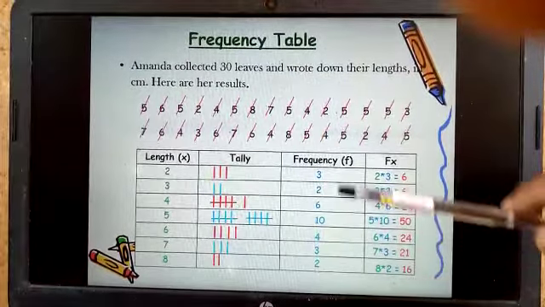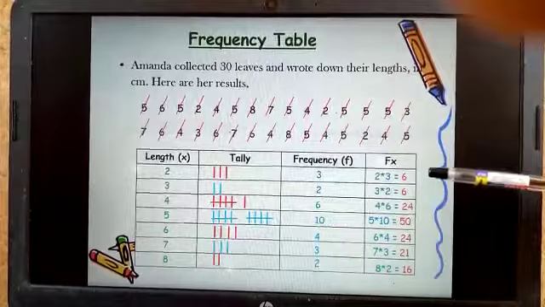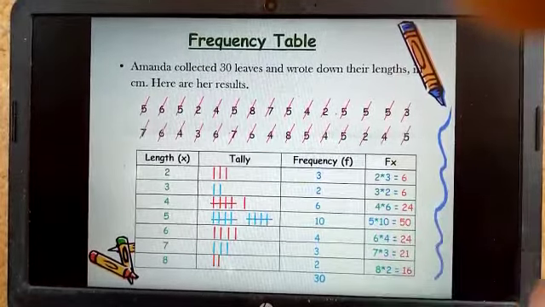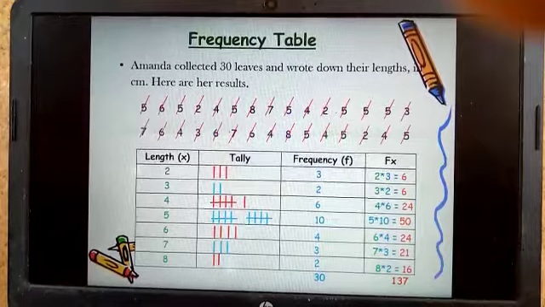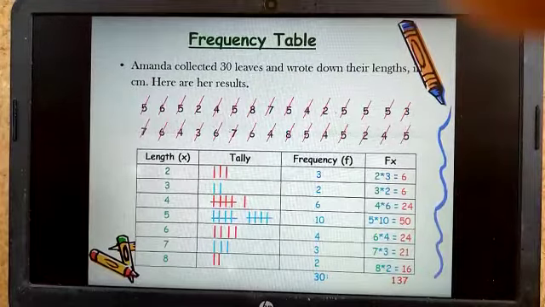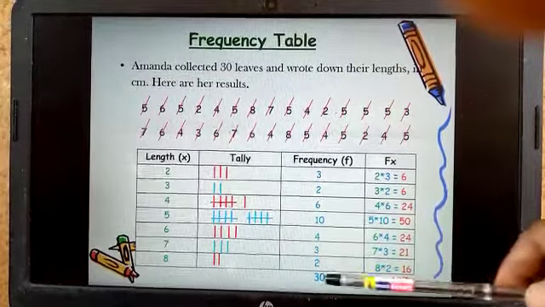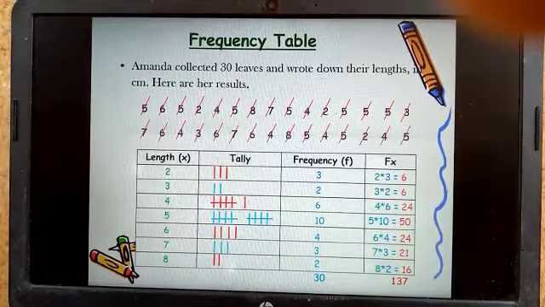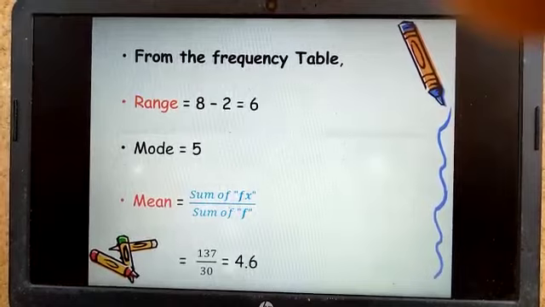But we need to calculate the sum of f and the sum of fx. Now, sum of f is 30, sum of fx is 137. The essence of calculating this is to find the mean. Now, we are through the first part. Let's look at the second part.